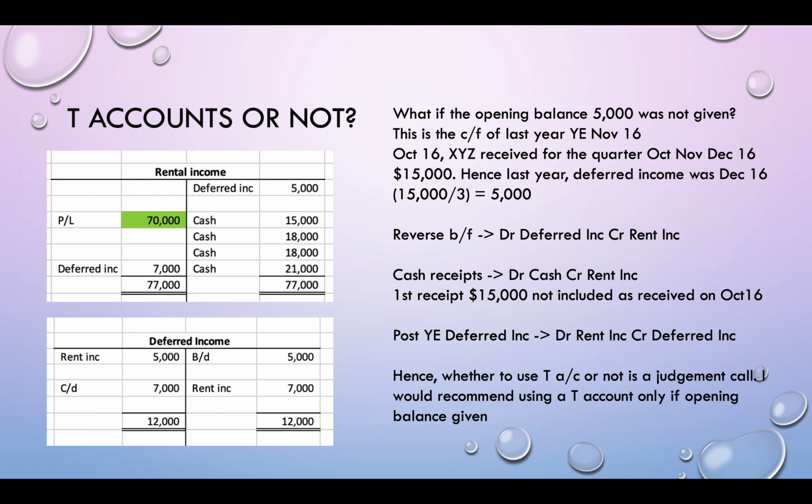You can use the accounts to illustrate the answer. You have on the top rental income and at the bottom deferred income.